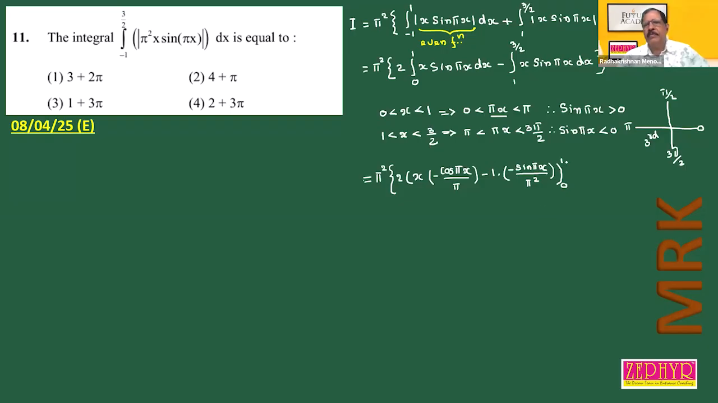Minus, again, integral 1 to 3 by 2. Same function you are getting, but the limit is only changing. I'll erase this one.